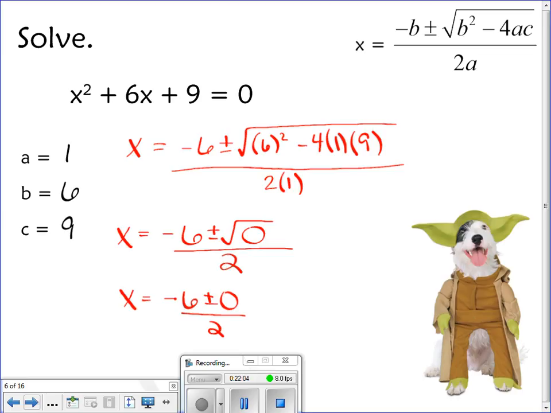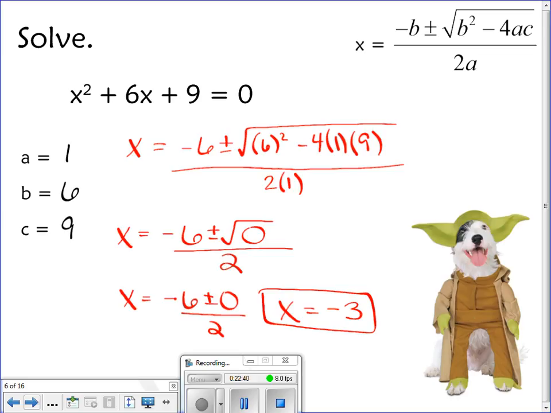Same idea here. So then x equals, what is negative 6 plus 0 divided by 2? Negative 3. What is negative 6 minus 0 divided by 2? Negative 3 again. We did negative 6 plus 0 is negative 3, or negative 6 divided by 2, negative 3. Negative 6 minus 0 divided by 2.